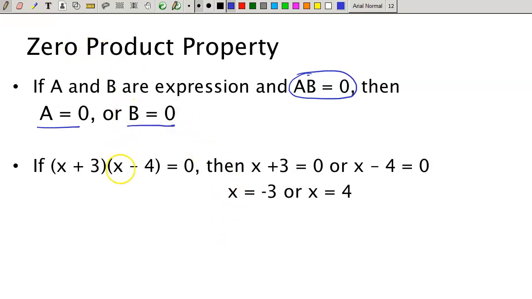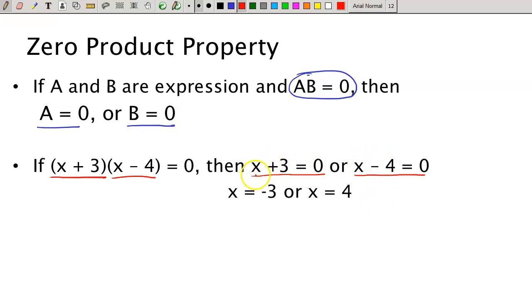So in other words, if you had an equation that was x plus 3 times x minus 4, and we knew that that equaled 0, then we could utilize that zero product property, or really just common sense here, to say that this x plus 3 has to equal 0, or that this x minus 4 has to be 0. One of them has to be 0, because we're multiplying these two things together, and the answer is 0.